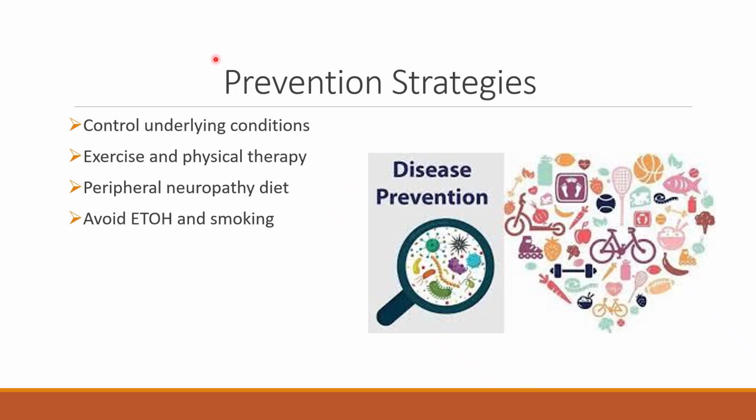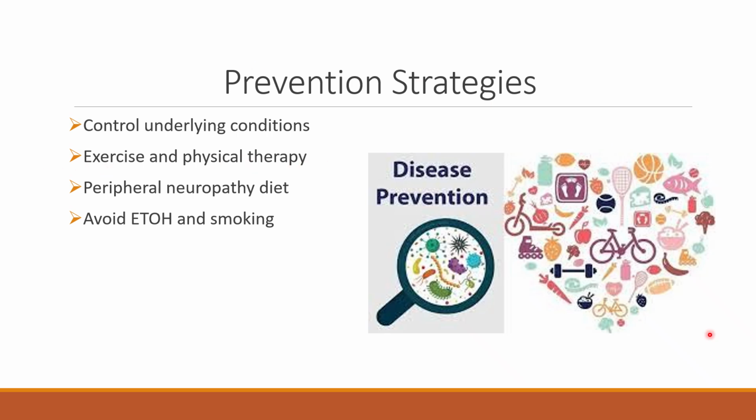Prevention strategies, right? We want to aim at preventing the patient from getting this in the first place. If it's genetic, it is a little more difficult to prevent that, right? But if we control an underlying condition like diabetes, we can prevent them from getting peripheral neuropathy. So aggressive management of diabetes and blood glucose control. Kidney diseases, we want to make sure they have that under control. They take their medications.